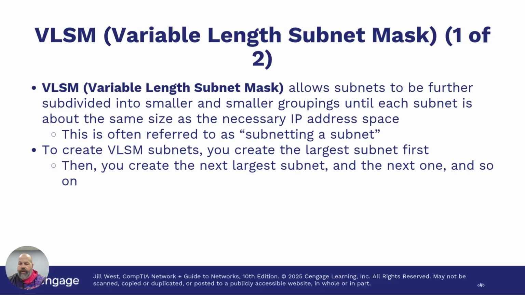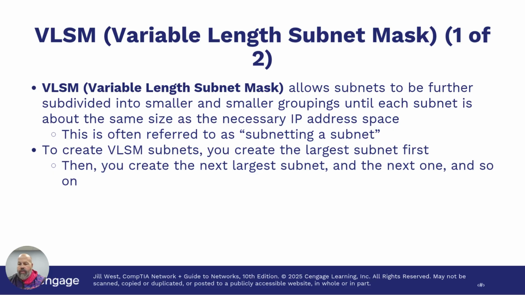VLSM, which stands for Variable Length Subnet Mask, sounds intimidating, but it's just subnetting a subnet, which is like dividing an already divided pizza into even smaller slices. Why would you do that? Well, because sometimes you need different sized subnets. Maybe sales needs 50 addresses, but IT only needs 10. VLSM lets you create subnets of various sizes to match your actual needs, which minimizes wasted IP addresses.